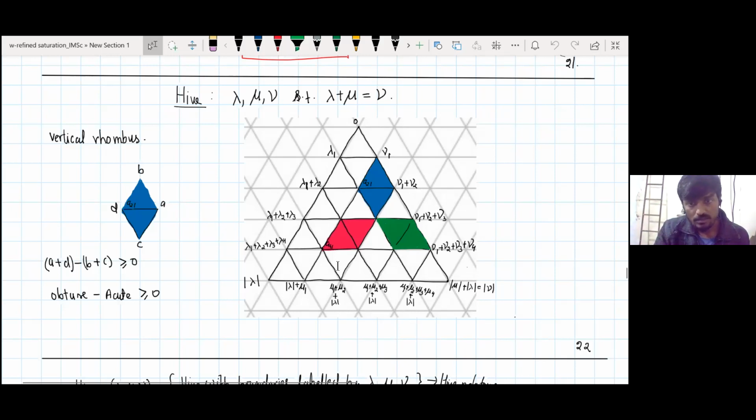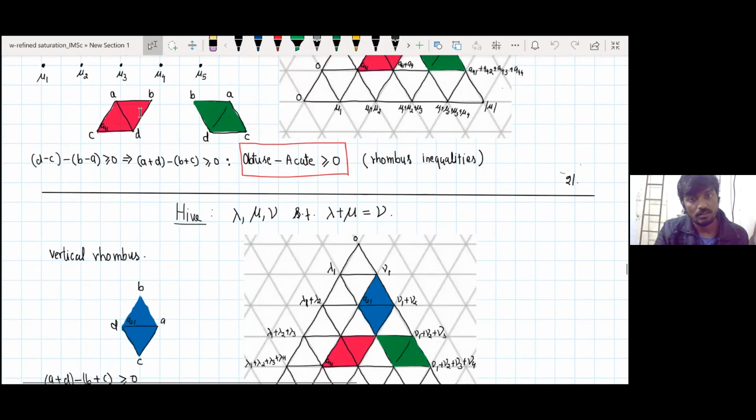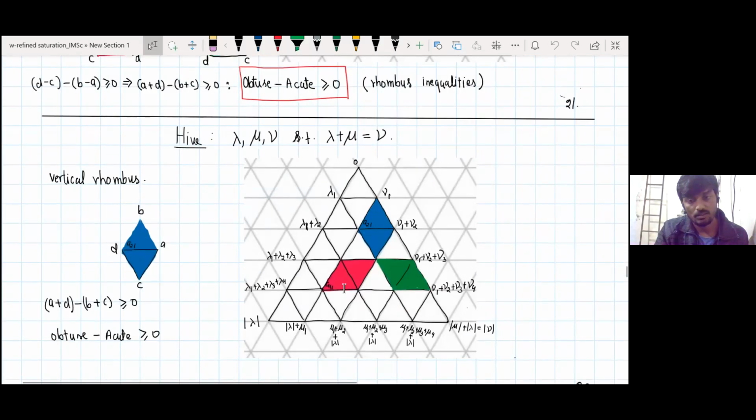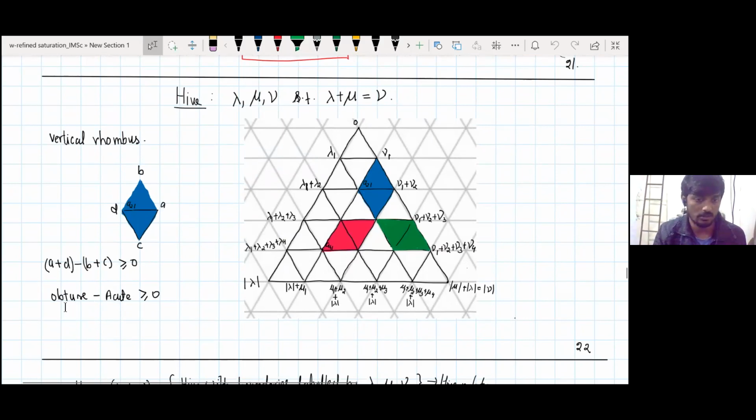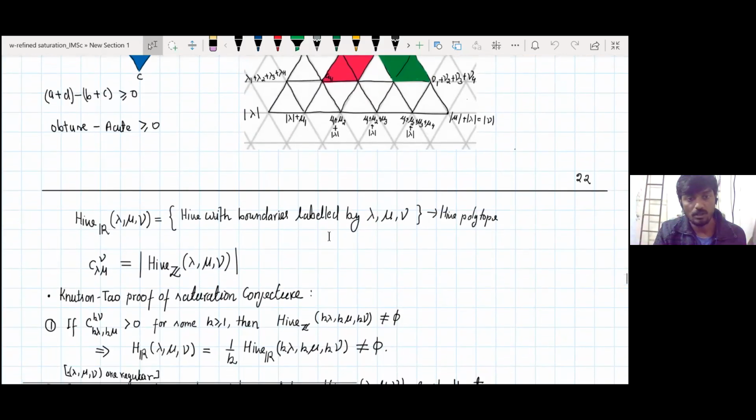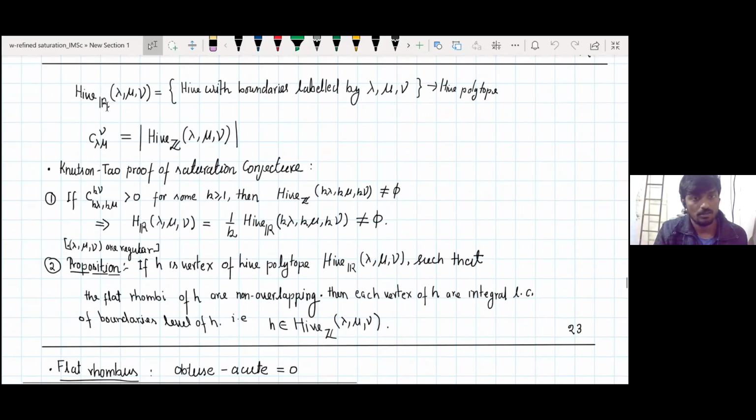And the inner vertices you have to fill with real numbers satisfying the rhombus inequalities. I have told two inequalities; there are totally three types of rhombus, the red, the green and the blue. Whenever you see any of the three types of rhombus, the labeling should always satisfy the inequality: obtuse minus acute is bigger than or equal to 0. So by fixing lambda, mu, nu, take all the real solutions. That will be the polytope that we call the hive polytope, the hive with boundaries lambda, mu, nu. Okay, so this is the hive polytope.